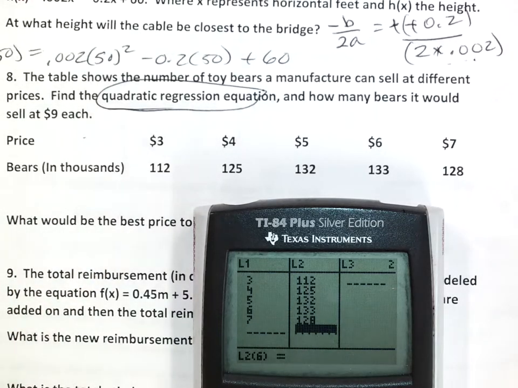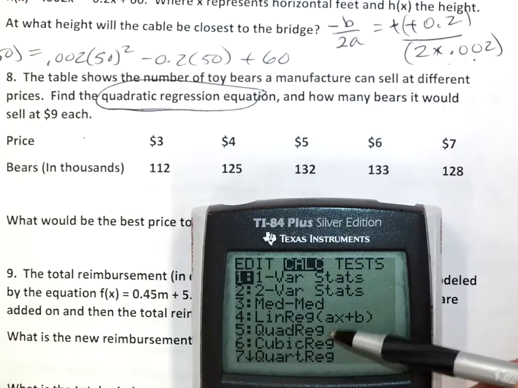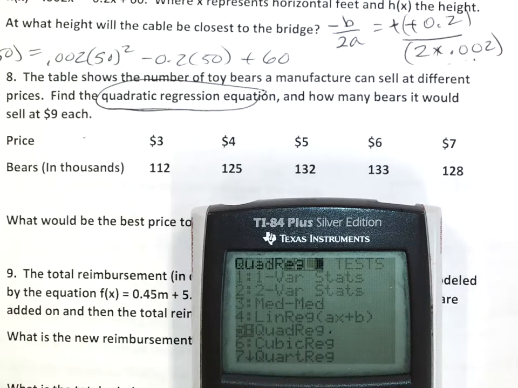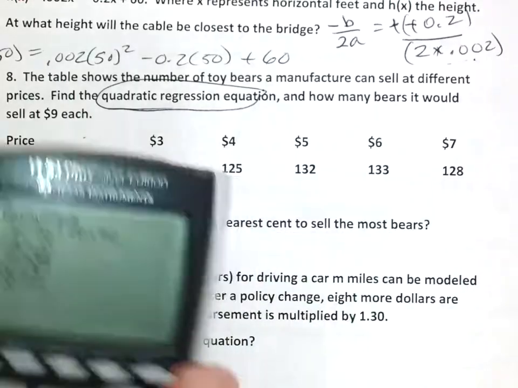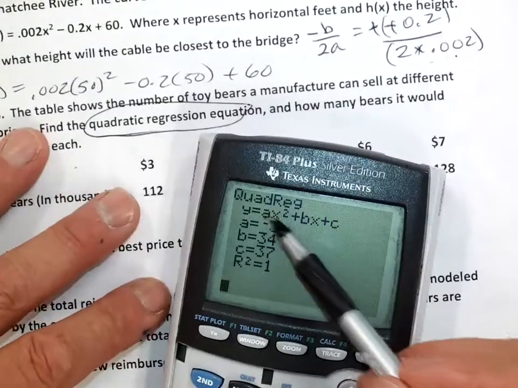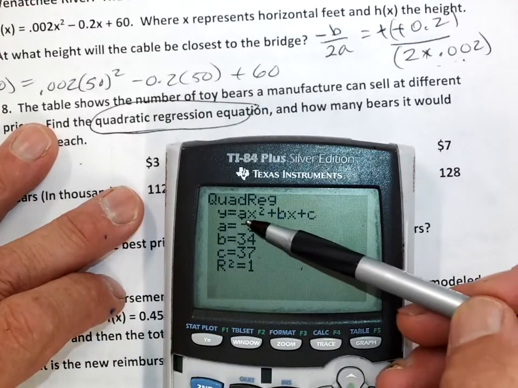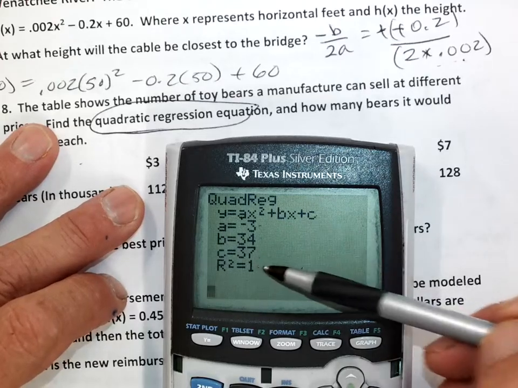So on this calculator, I go back to stat, calculate, and there it is, quadratic regression. I don't have a new calculator, so I have to tell it what lists to use: list 1, comma, list 2. The newer ones, you don't have to do this. You just go straight to calculate, enter. So there's my answer. It gives me A, B, C. So I'm going to go y equals negative 3x squared plus 34x plus 37. R value of 1, that's great.